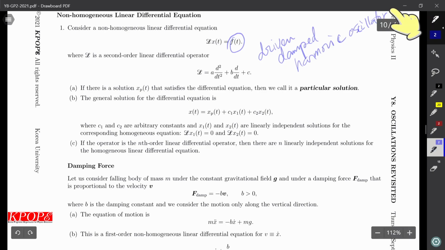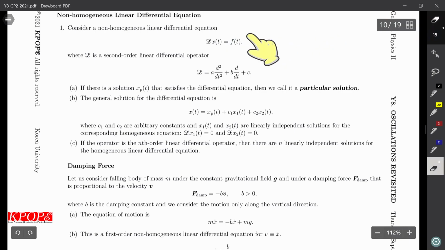So this is a driving force. L is a second order linear differential operator. What we consider is an equation of motion. They are all second order linear differential equations. If there is a solution that satisfies the differential equation, then we call it a particular solution.